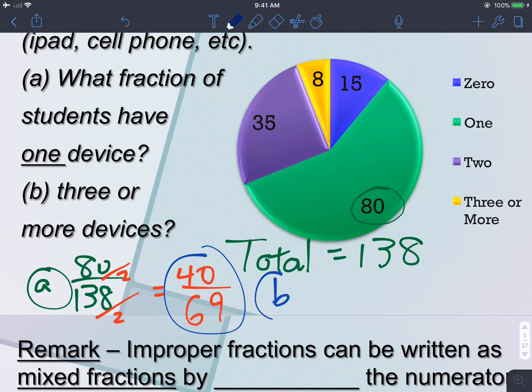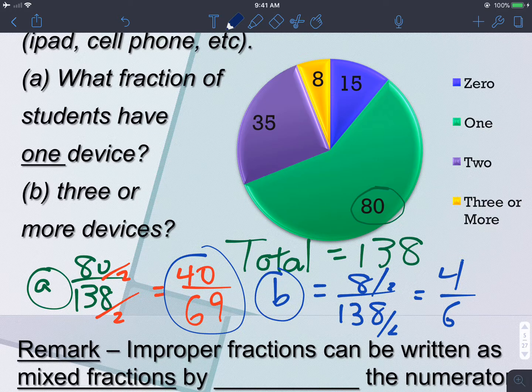Part B, 3 or more. 8 over 138. Do the same thing. So that's 4 over 69. Okay, that's your word problem.